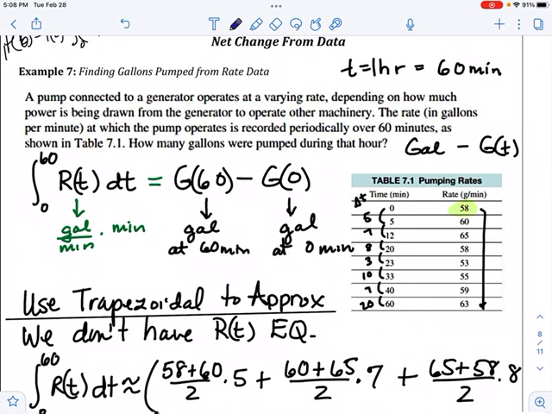So you can see that if I do the definite integral from 0 to 60, I'm going to get gallons at 60 minus the gallons at 0 would give me the number of gallons that I would gain. However, we're not working with the right-hand side of this equation. We're working with the left-hand side of the equation. So we're just saying we need that net change. So we have R of t being the rate that's in a table of values.